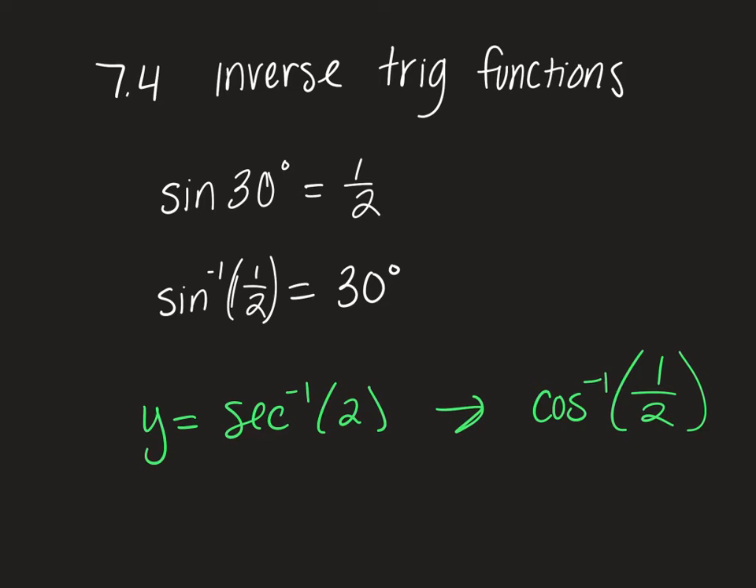I'm confused. How did you get there? Well, we use the reciprocal function. The reciprocal of secant is 1 over cosine. Then you take whatever's in the parentheses and do 1 over that.